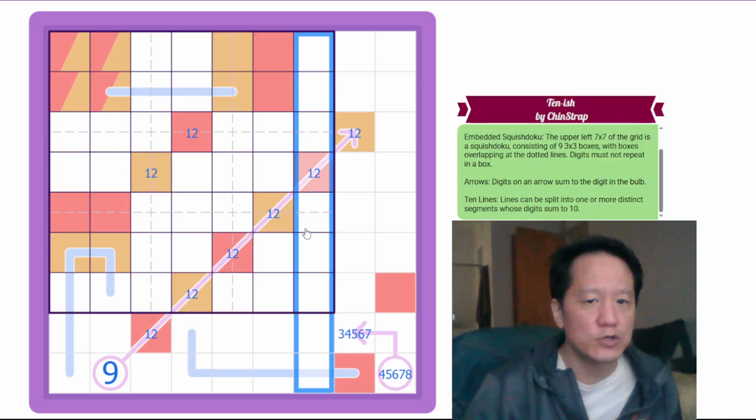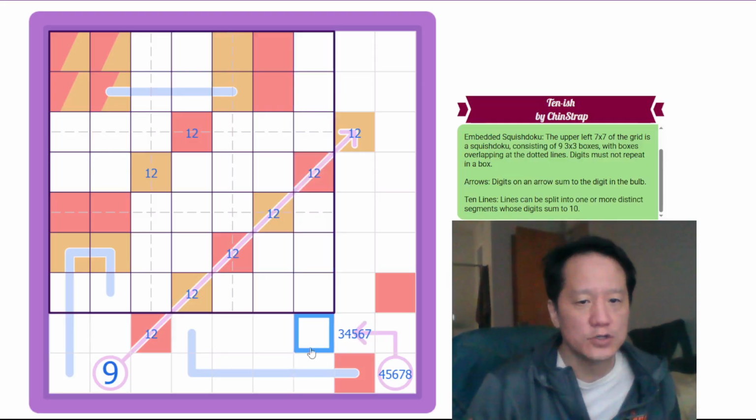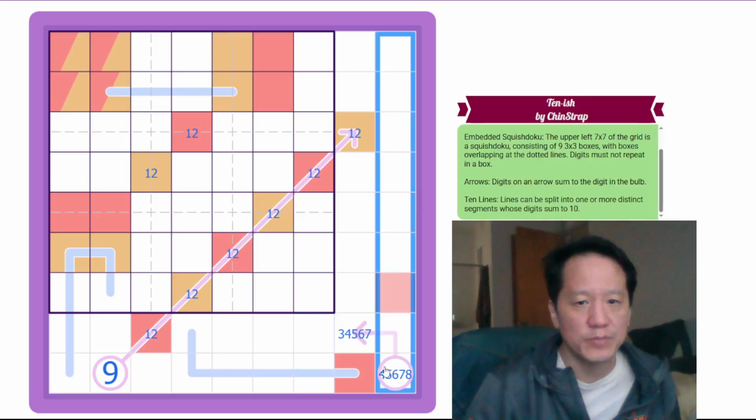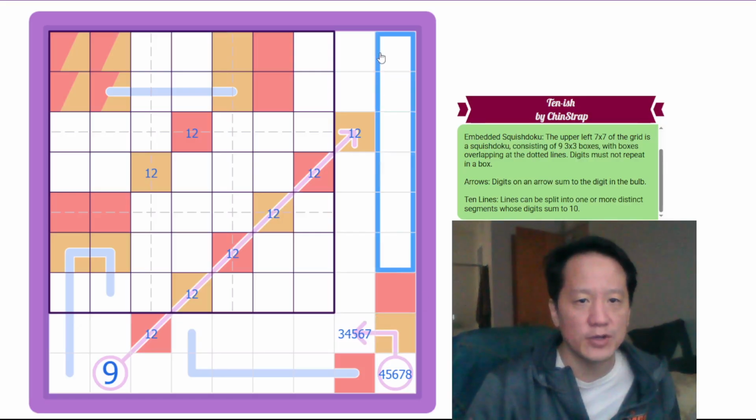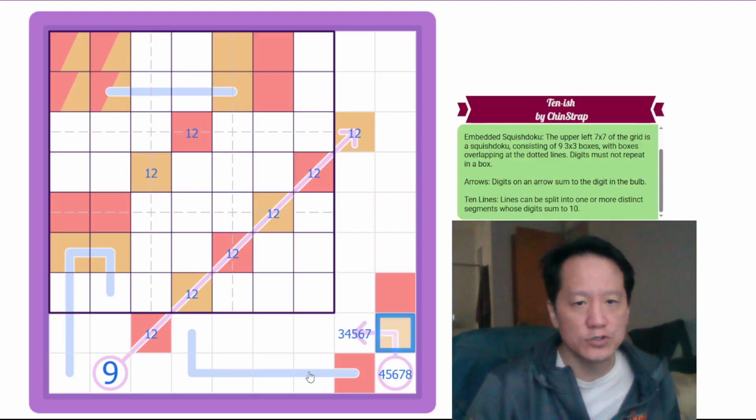In orange 1, 2, we're missing it in column 7, and it can't be in the Squish Doku, so it must be one of these two. And in column 9, well, it can't be this cell again, because 2 unique digits can never add up to a 1 or 2, so that means it has to be here, because it can't be in any of the rows, because those are all accounted for. So this is orange 1, 2. That means this can't be orange 1, 2. This has to be orange 1, 2.